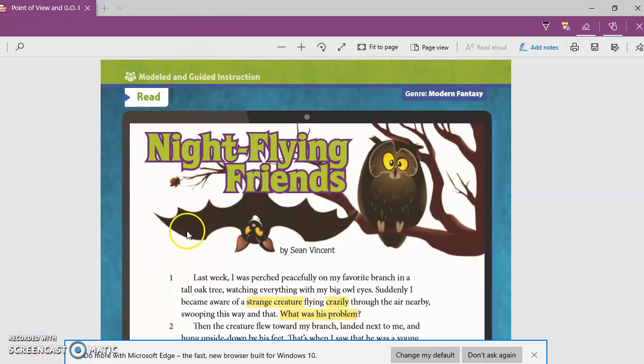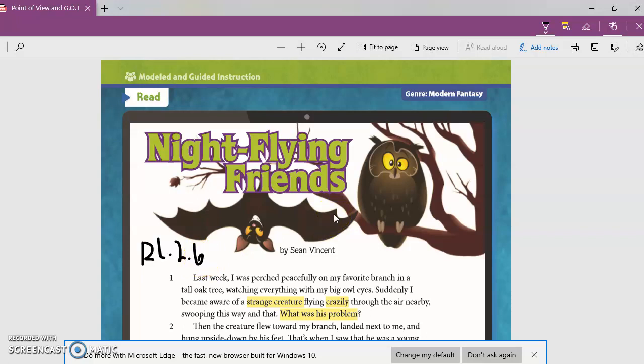Miss Bryant here again, and we are going to go ahead and practice standard RL 2.6, which is point of view. Okay, so let me go ahead and write this at the top so we know what our standard is, what our focus is.